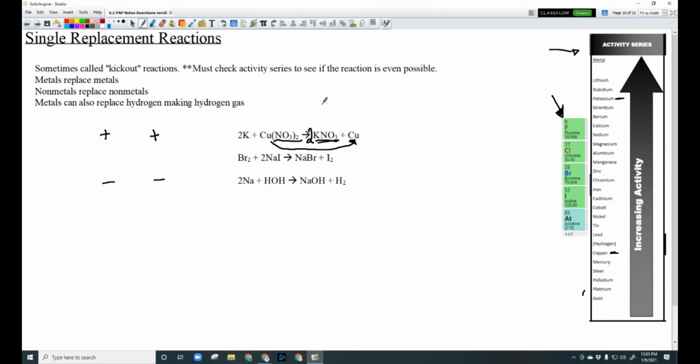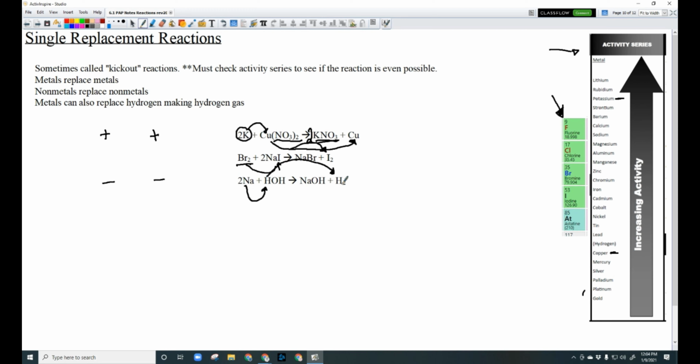All right, but that's a single replacement. This single element is replacing this single element. It kicks it out and takes its place. So that's metal replacing metal, nonmetal replacing nonmetal. So here we have bromine, which is a nonmetal. It's going to replace this nonmetal, iodine. It's going to kick it out. So here we have iodine kicked out and Br took its place. All right, and then we have metals replacing hydrogen. So this metal replaces or kicks out this hydrogen, creating hydrogen gas.